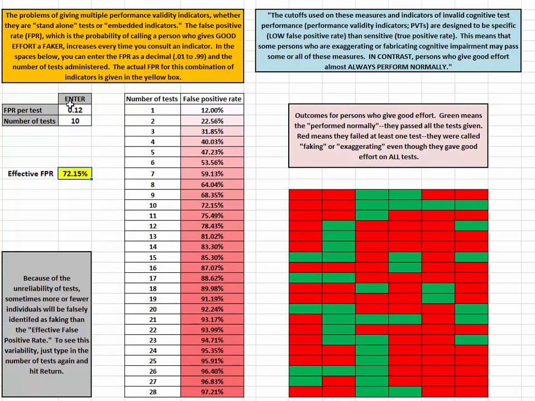And so when you look at the number of tests given, and you look at the false positive rates for them, you have to be very skeptical about the meaning of one or two or three or four positive scores. It often doesn't mean anything at all, except that the test is unreliable, the test has a high false positive rate, that the neuropsychologist or the examiner is willing to misidentify people as fakers just to catch fakers.